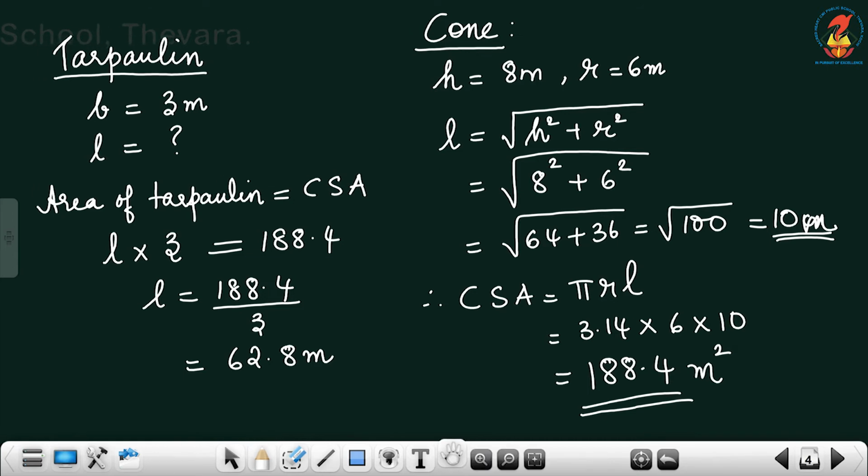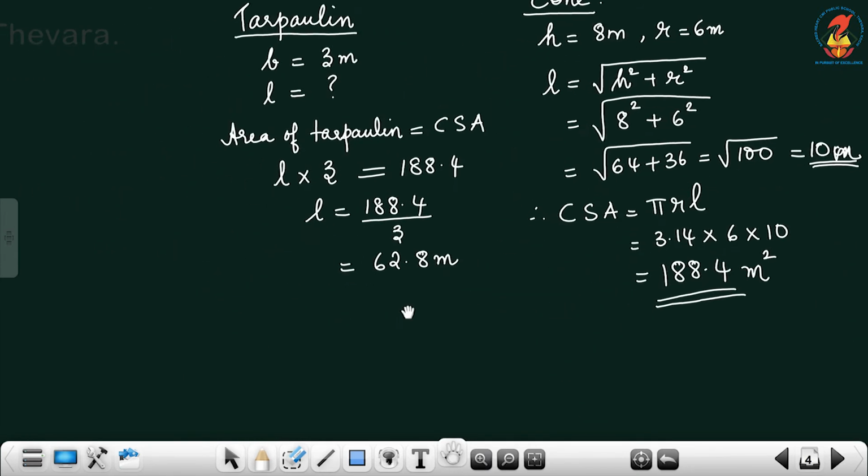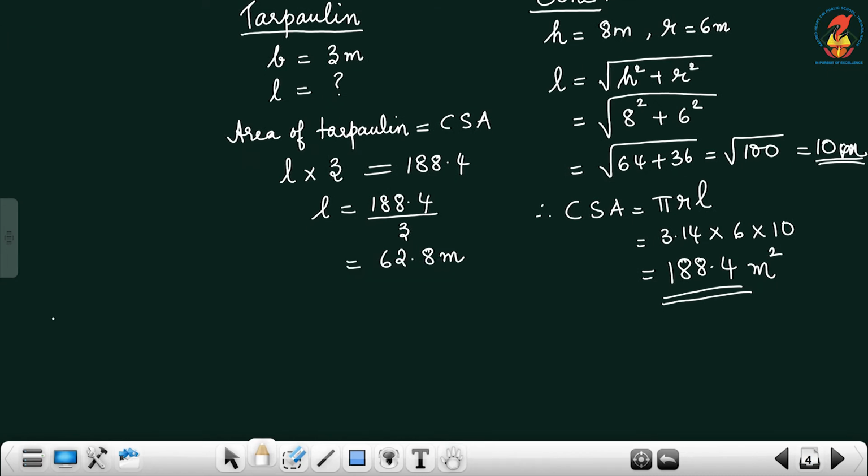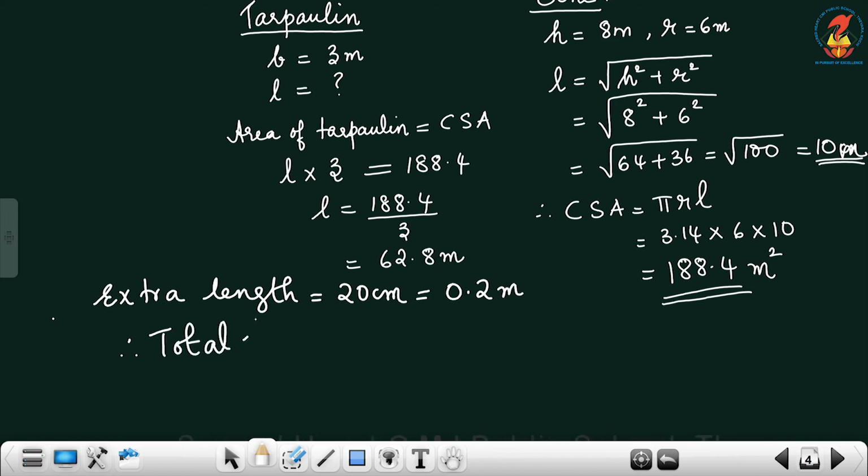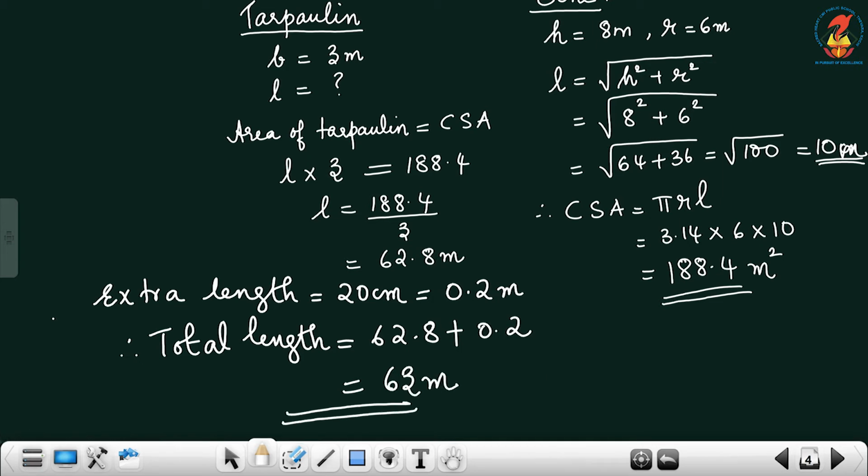Then extra 20 centimeter cloth is required. Extra length required was 20 centimeter. When I convert it to meter, I will get 0.2 meter. Therefore, the total length, including the stitching margins of the tarpaulin, will be 62.8 plus 0.2, which is equal to 63 meter.